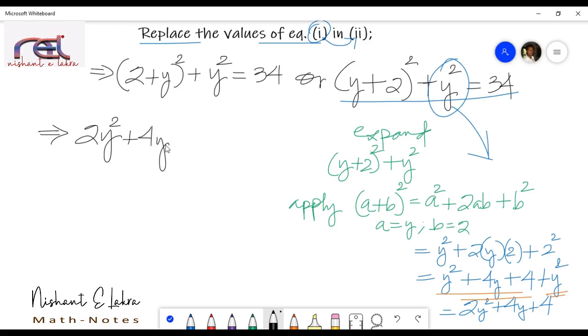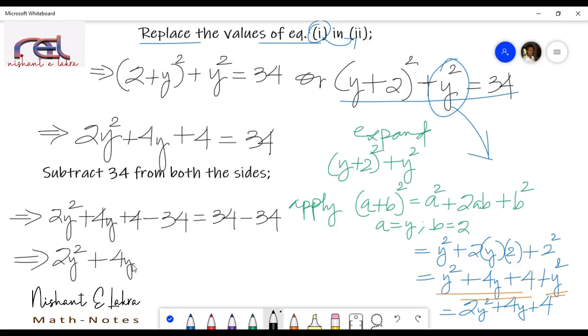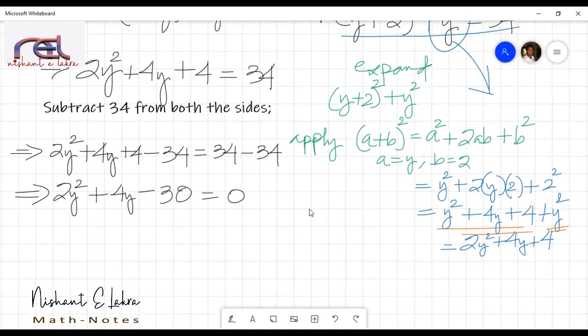2y square plus 4y plus 4 is equal to 34. Right, equal to 34 is the part of the question. What we will do next is we will subtract this 34 from both the sides. Four minus 34 will be minus 30, equals 34 minus 34 will be 0. Okay, I hope you have understood till here. So till now we have got the expression as 2y square plus 4y minus 30 is equal to 0.